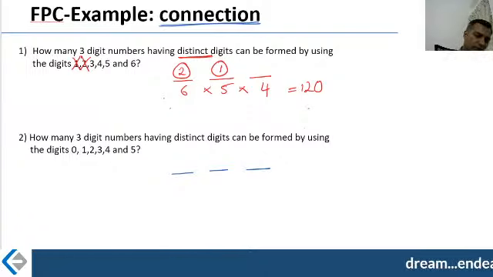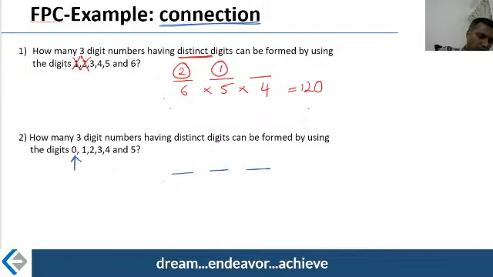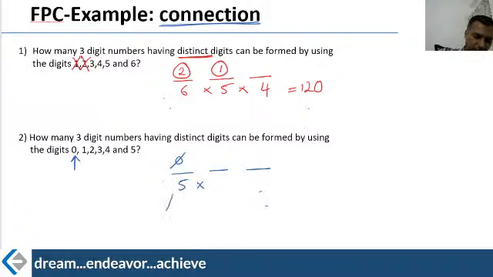Right, very good. As you rightly understood, 0 cannot come in the first place. Therefore, the first place can be filled in 5 ways. We all need to start here in this particular problem, right?